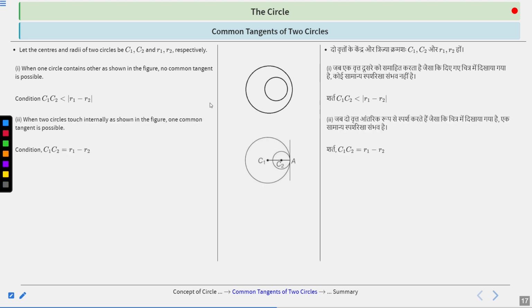Clear? Now, when two circles touch internally as shown in the figure, one common tangent is possible, right? When two circles touch internally as shown in the figure, one common tangent is possible.